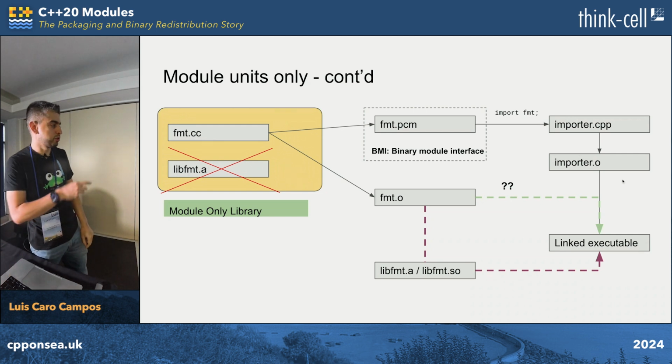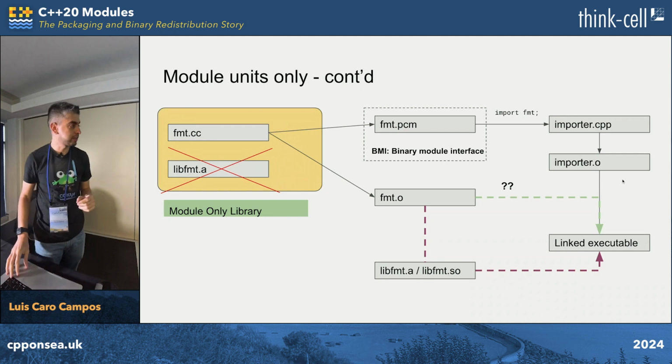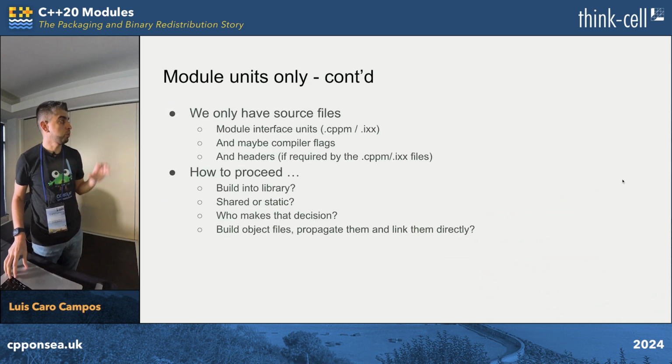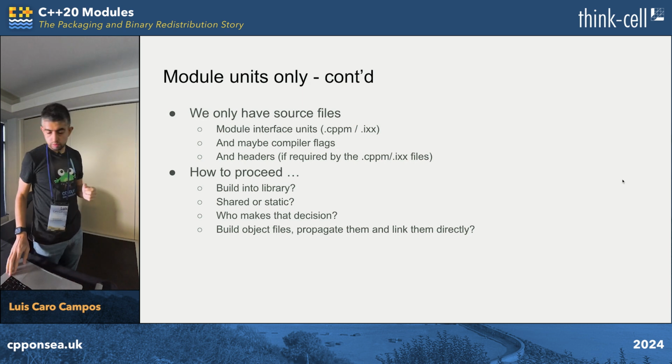We have 3 options actually, which I should have mentioned. It could be a static library, it could be a shared library, or it could be an object file that I keep around and just link at the very end. And at the moment, this question doesn't really have an answer. I can show you an example of how it's done in the library in particular. But we only have source files. We may have compiler flags, if in order to produce the BMIs or the object files we need to define specific macros or pass specific flags. And we may have headers, as I said before, maybe the module interface unit does inclusions of some things. So how do we proceed?